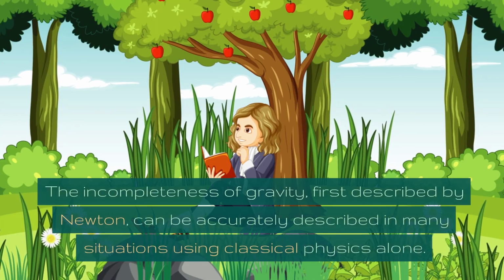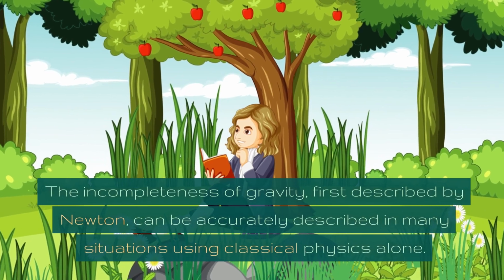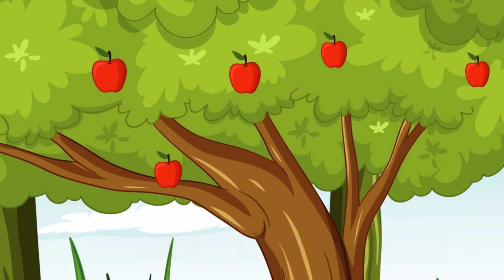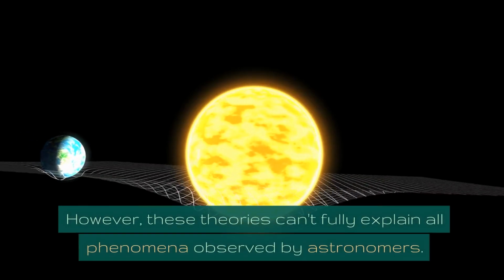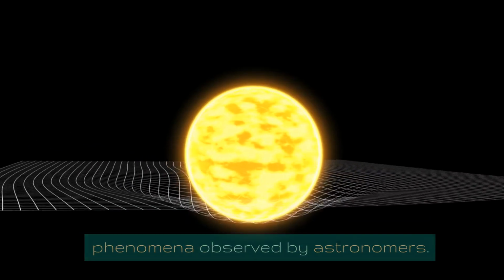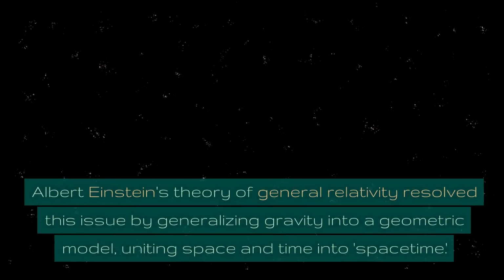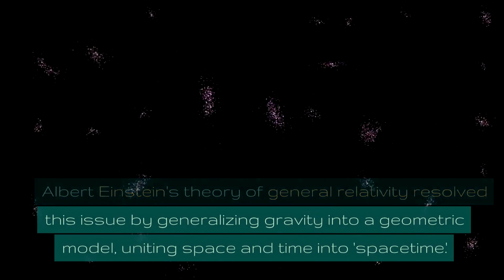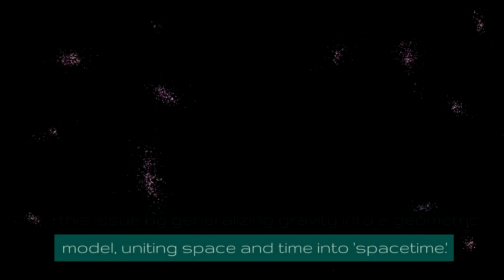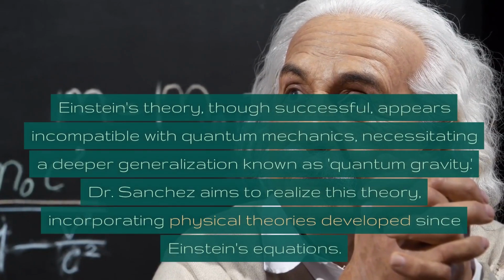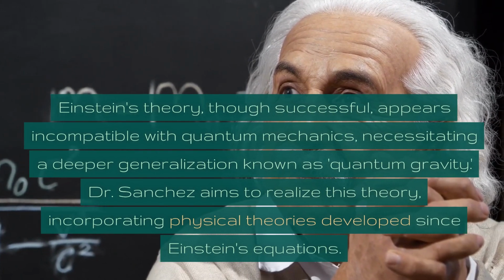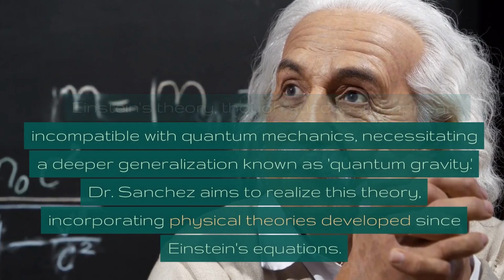Gravity, first described by Newton, can be accurately described in many situations using classical physics alone. However, these theories can't fully explain all phenomena observed by astronomers. Albert Einstein's theory of general relativity resolved this issue by generalizing gravity into a geometric model, uniting space and time into space-time. Einstein's theory, though successful, appears incompatible with quantum mechanics, necessitating a deeper generalization known as quantum gravity.